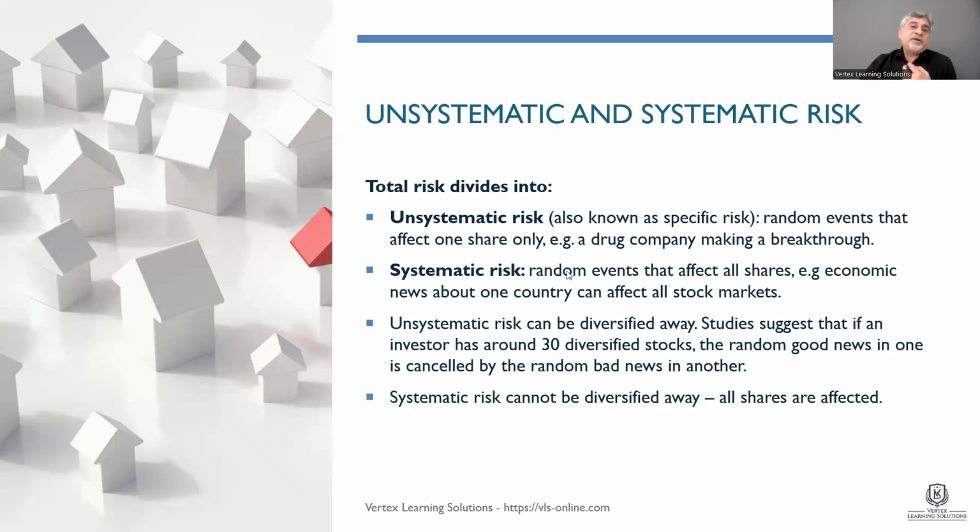Systematic risk cannot be diversified because, whether you have 30, 40, 50 shares, the entire environment is affected. Everyone is affected. So if it is going into recession, everyone is facing the heat. If it is going into boom, everyone is enjoying. So unsystematic and systematic. Systematic risk cannot be diversified away. All shares are affected.